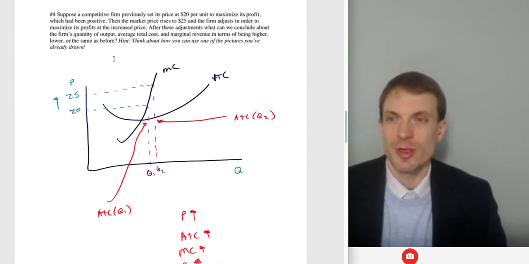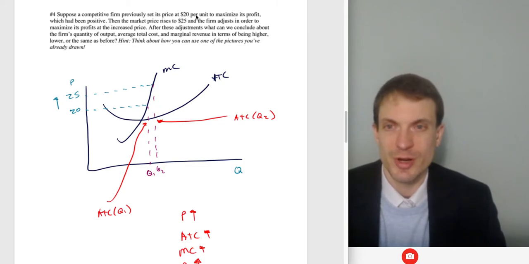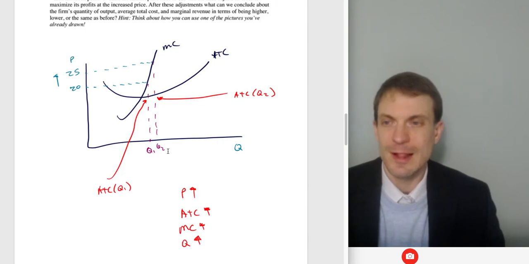Question 4, suppose a competitive firm previously set its market price at $20 per unit to maximize profit, which had been positive, just like that last example. Then the market price rises to $25. The firm adjusts in order to maximize profits. After these adjustments, what happens to quantity, average total cost, marginal revenue in terms of being higher, lower, same as before? Well, let's look at this picture.